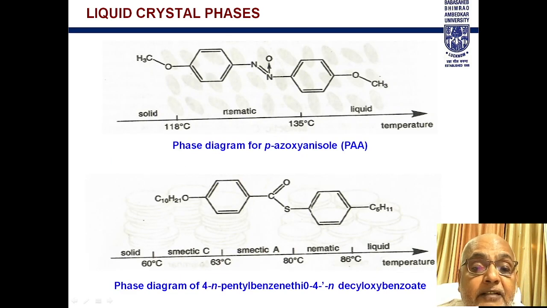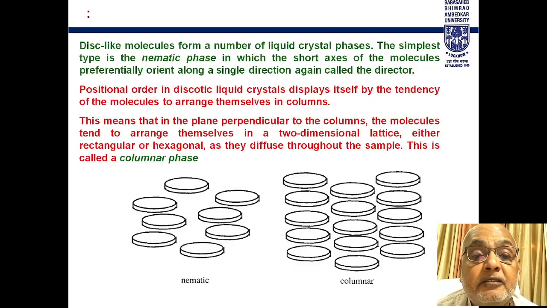These are the phase diagrams for two typical molecules. One is solid at 118 degrees centigrade and maintains the nematic phase up to 135 degrees C, and then it becomes liquid. Another molecule is solid up to 60 degrees, and then it goes to smectic C for 3 degrees, and then from 63 to 80 it maintains smectic A. From 80 to 86 it maintains a nematic crystalline property, and then it goes to nematic.